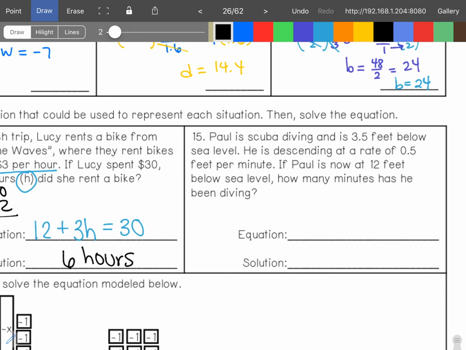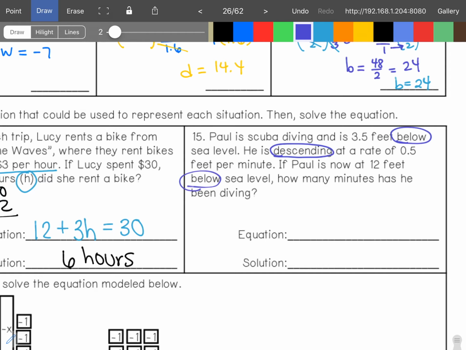Okay, number 15. Paul is scuba diving and is 3.5 feet below sea level. Below, meaning under sea level. So that's going to be a negative number. He is descending. Okay, we should really start to take into consideration these words. He is descending. That means he's going further down at a rate of 0.5 feet per minute. If Paul is now at 12 feet below sea level, how many minutes has he been diving?